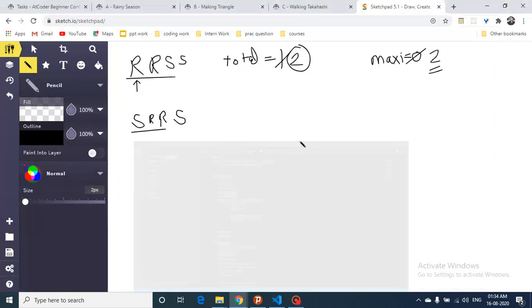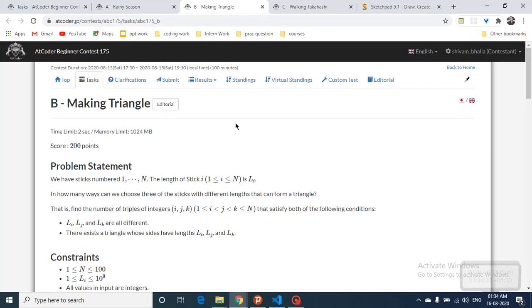Okay, so now the next question is Making Triangles. You have n sticks which have lengths li. Now in how many ways can you choose 3 sticks with different lengths to form a triangle? Now you know how to form a triangle.